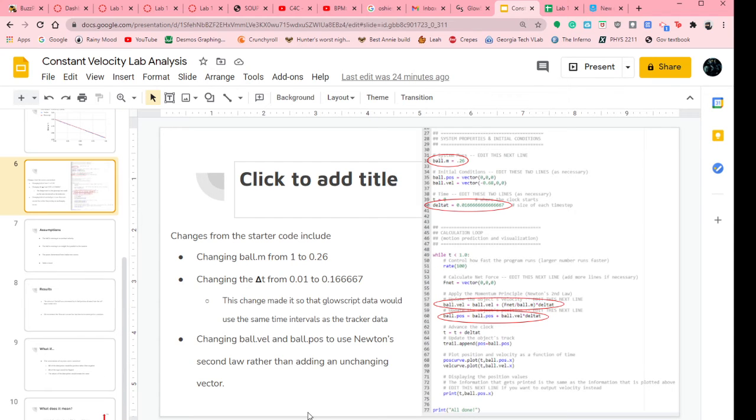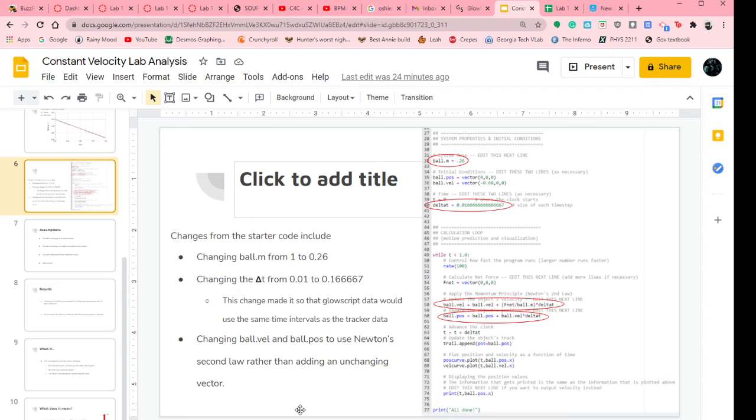This is the code that was used to generate the computer-generated output. This is the starter code that was given to us, made with a few minor changes. So ball.m was changed from 0.1 to 0.26, 1 to 0.26. The delta t was changed from 0.01 to 0.167.